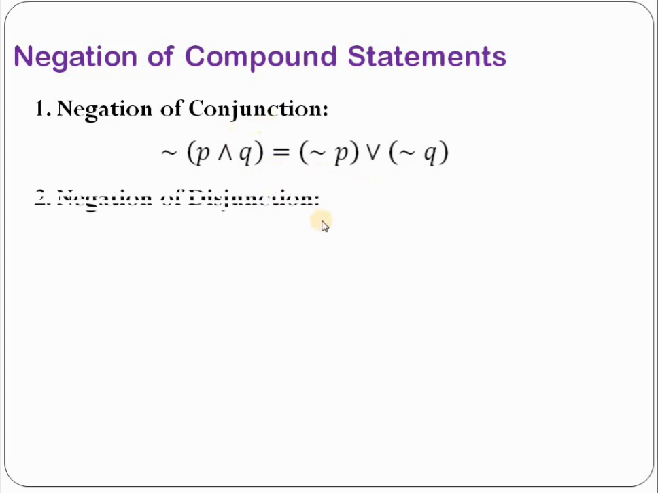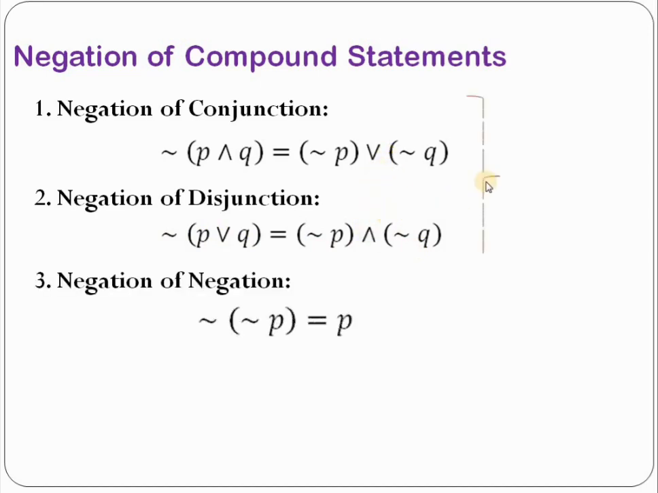Next is negation of disjunction. Disjunction means statements that are connected with or, and such statements are known as disjunction. So we have P and Q which are joined by or. If you take the negation of such statements, then your answer will be somewhat like this. These two formulas in a combined way are also known as De Morgan's law.